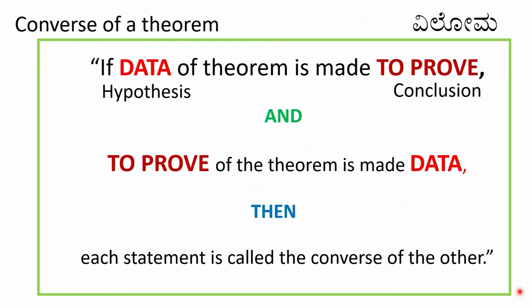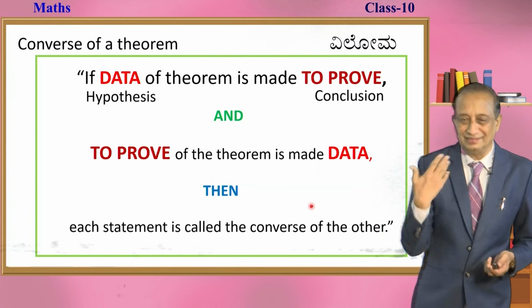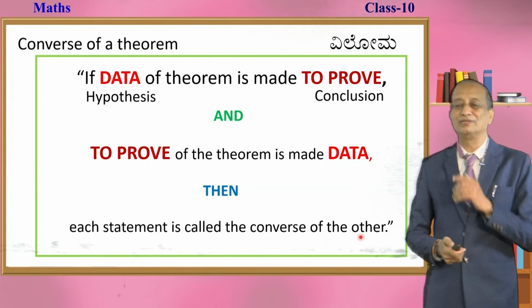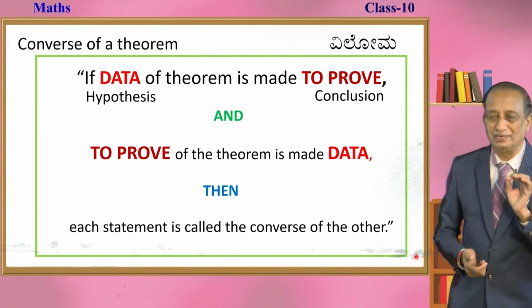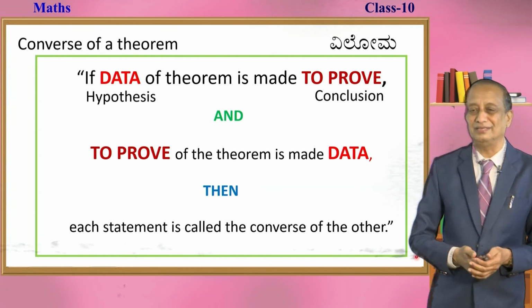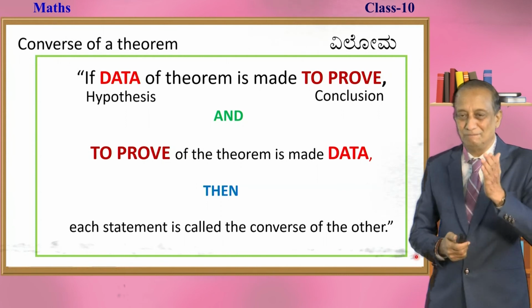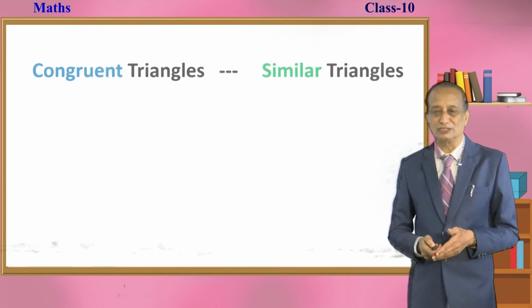Every theorem, whatever theorem you take, will have two things: hypothesis, that is data, and whatever we want to conclude, that is called to prove. Just interchange this. You make the to prove as data, then you get another important statement, and that is called the converse of the other statement. Okay. So, in geometry, if you do not understand the converse of a theorem, you are actually done with only 50% of the concept. So, please give importance to the converse of a theorem also.